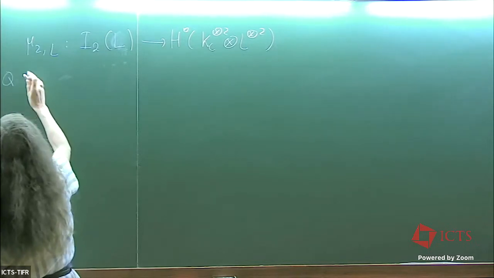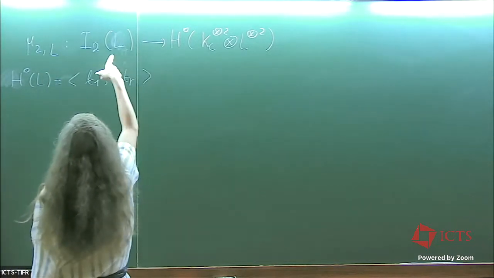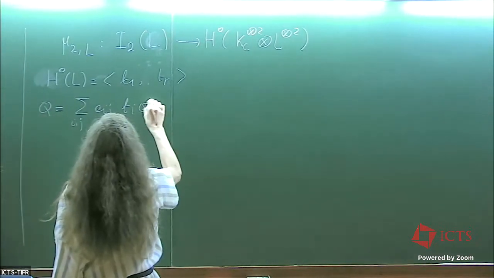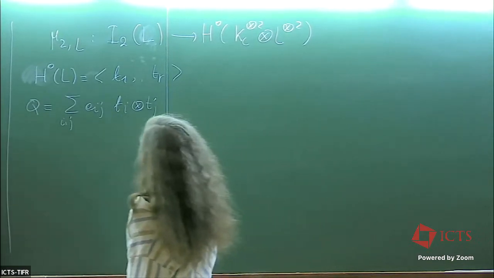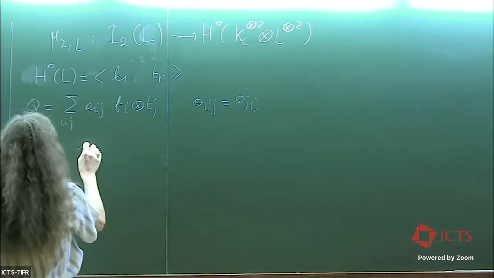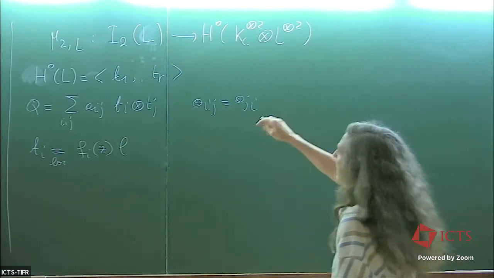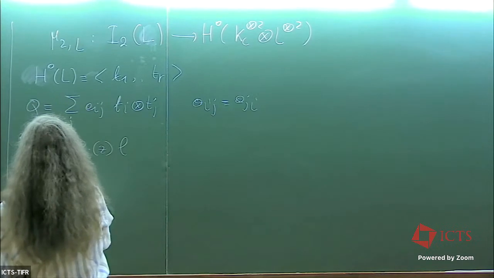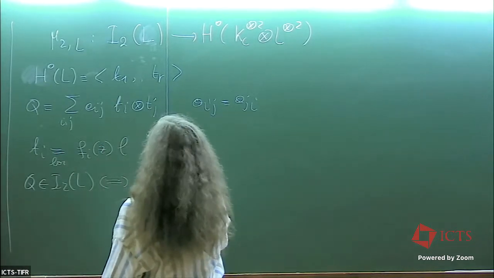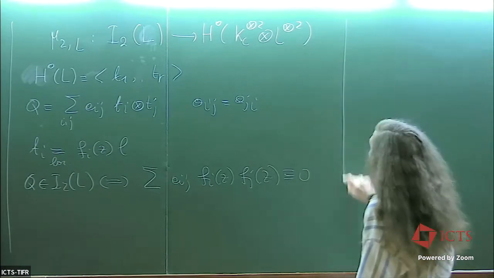So let's consider a quadric here. To give a quadric, let's fix a basis T1, ..., TR of the set of global sections, then Q will be... okay. Then with the symmetric condition, if we write the Ti locally as fi of z on a local coordinate chart, then the condition that Q belongs to the vector space I2 of L is equivalent to saying that when I evaluate, this is identically zero.